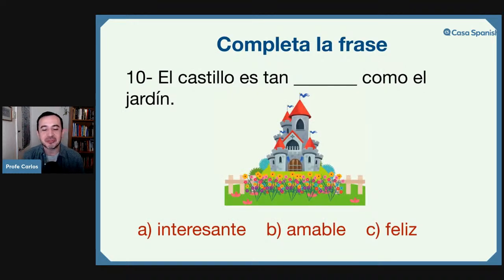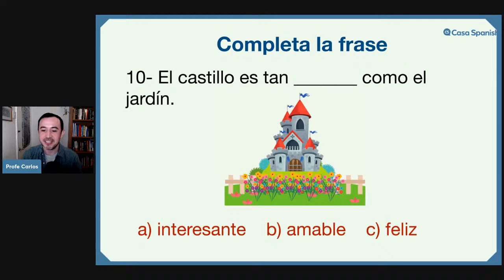Diez. Veamos. Completa la frase. El castillo es tan... como el jardín. And we have 3 options. El castillo es tan interesante como el jardín. El castillo es tan amable como el jardín. El castillo es tan feliz como el jardín.